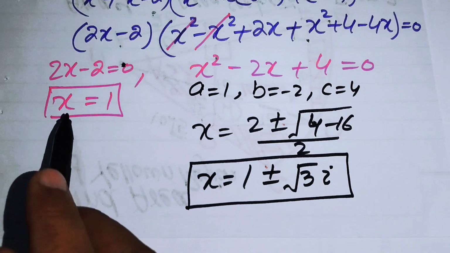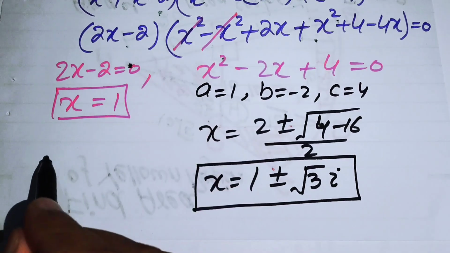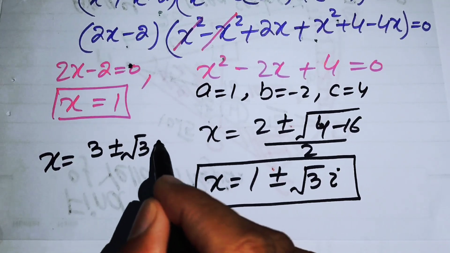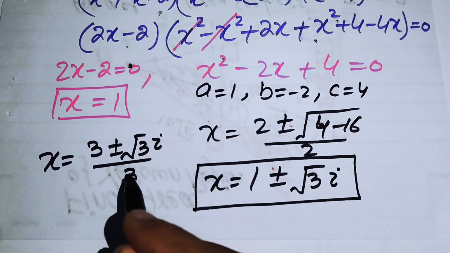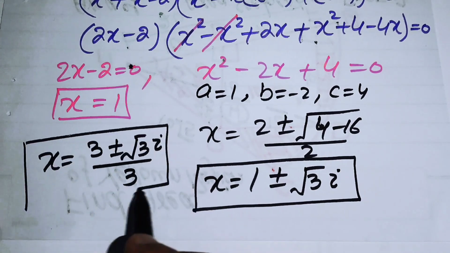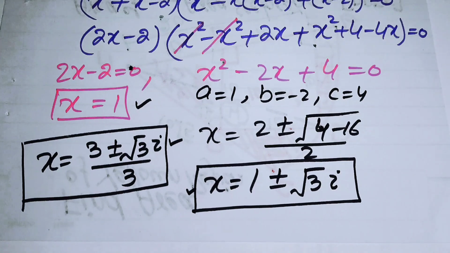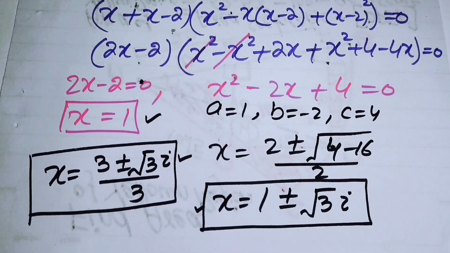So here we have the roots 1 and 3, and our other two roots are x equals 3 plus or minus square root of 3 iota over 3. So these are the other two roots. So these are the total 5 roots of the given equation, and this is our final answer.